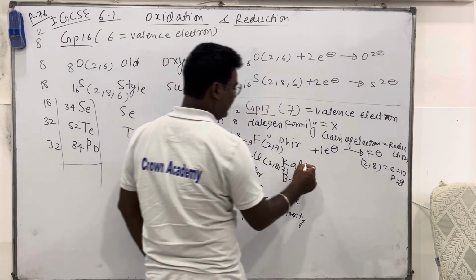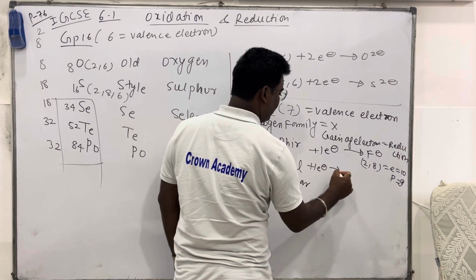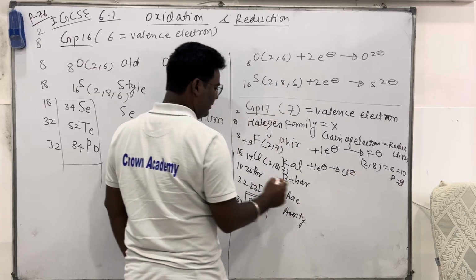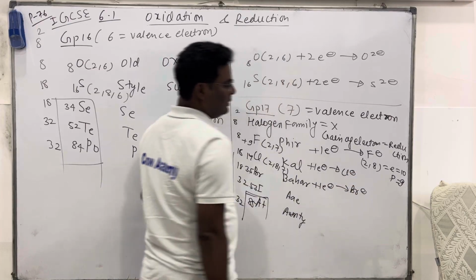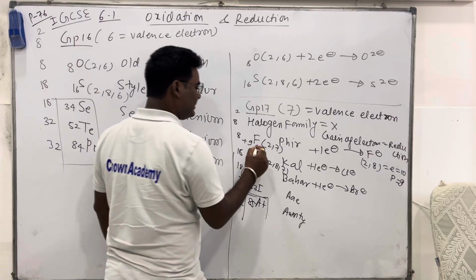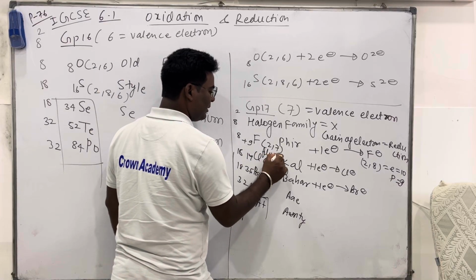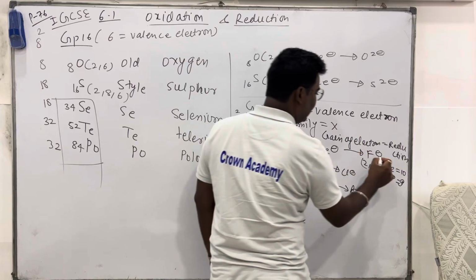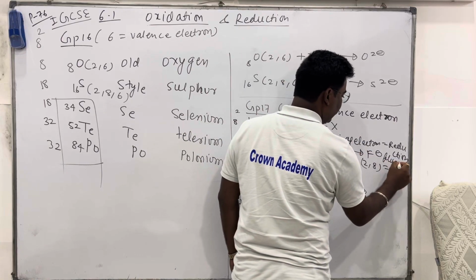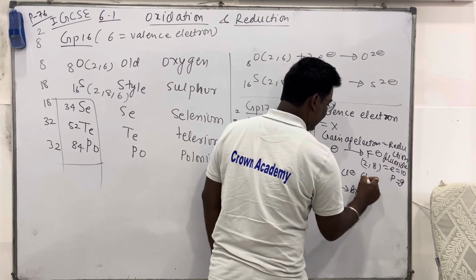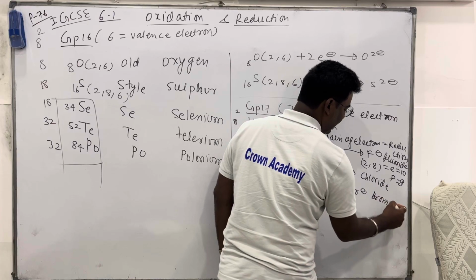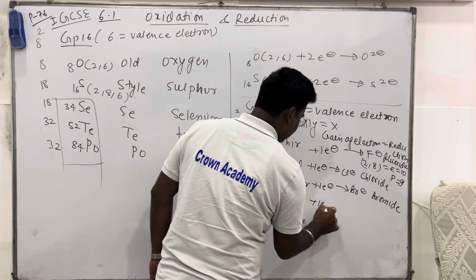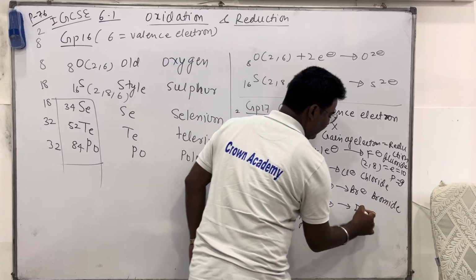So in the similar manner, chlorine also gains the electron, so it forms Cl minus. Bromine also gains the electron, so it is Br minus. Before gaining, it is called fluorine, and after gaining the electron, it is called chloride. This is chloride. This is bromide. Iodide.